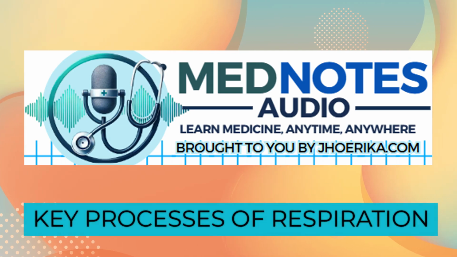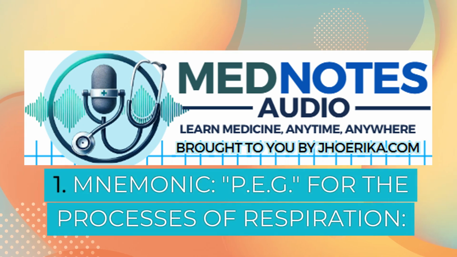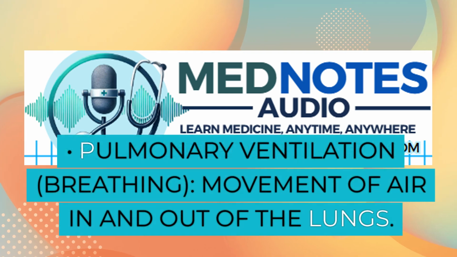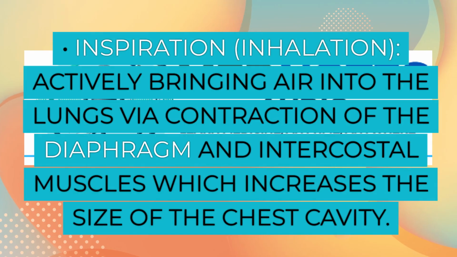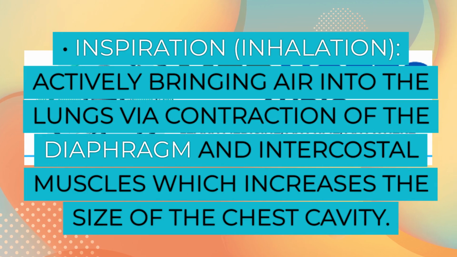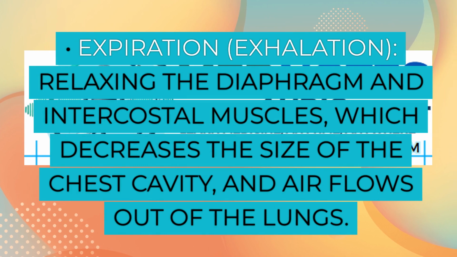2. Key processes of respiration. 1. Mnemonic, PEG. For the processes of respiration, pulmonary ventilation, breathing, movement of air in and out of the lungs. Inspiration, inhalation, actively bringing air into the lungs via contraction of the diaphragm and intercostal muscles, which increases the size of the chest cavity. Expiration, exhalation, relaxing the diaphragm and intercostal muscles, which decreases the size of the chest cavity, and air flows out of the lungs.